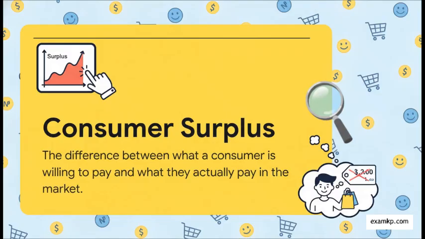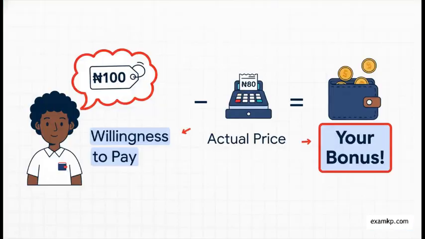Okay, next up, consumer surplus. You know that amazing feeling you get when you find a great deal, like you were totally willing to pay more for something but you got it for way less? Yeah, that feeling. Well, economics just gives that happy feeling a formal name, consumer surplus. And guess what? The formula is just as simple as the feeling. It's just what you are willing to pay minus what you actually paid. That's it. Just think of it as your bonus, that extra value you get to walk away with.